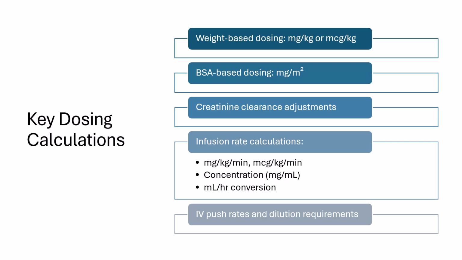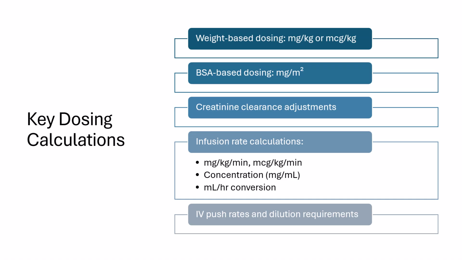Key dosing calculations are essential for safe practice. These include weight-based dosing in milligrams per kilogram or micrograms per kilogram, body surface area-based dosing in milligrams per meter squared, less common in neonates, and creatinine clearance adjustments for renally eliminated drugs.